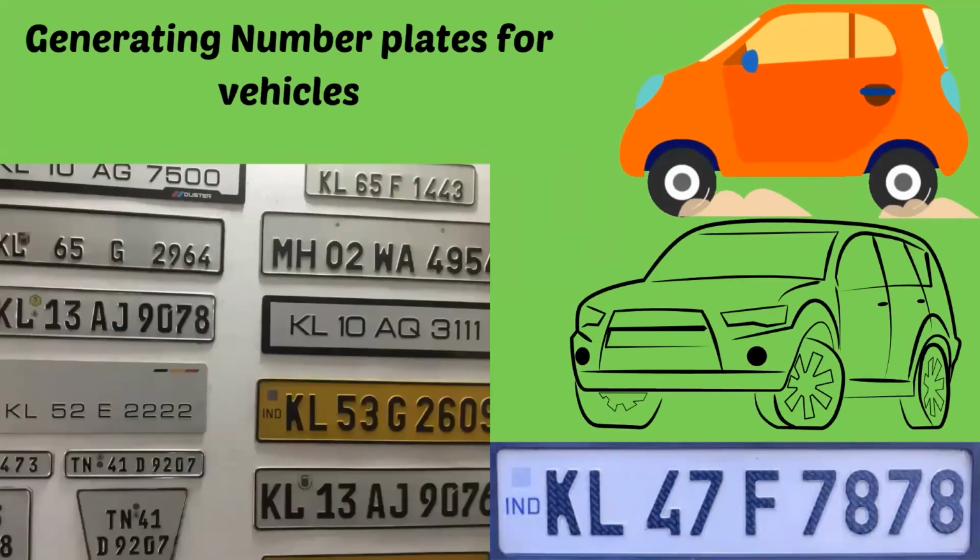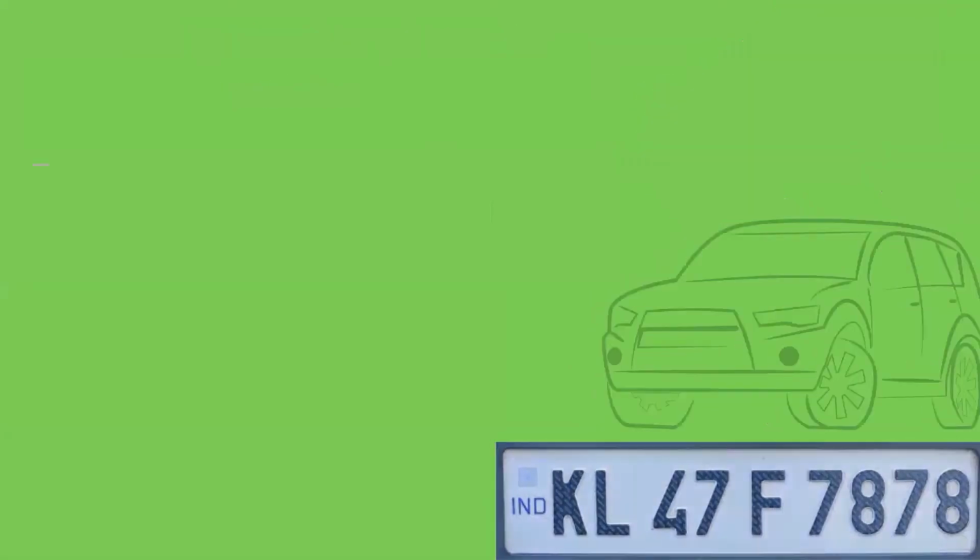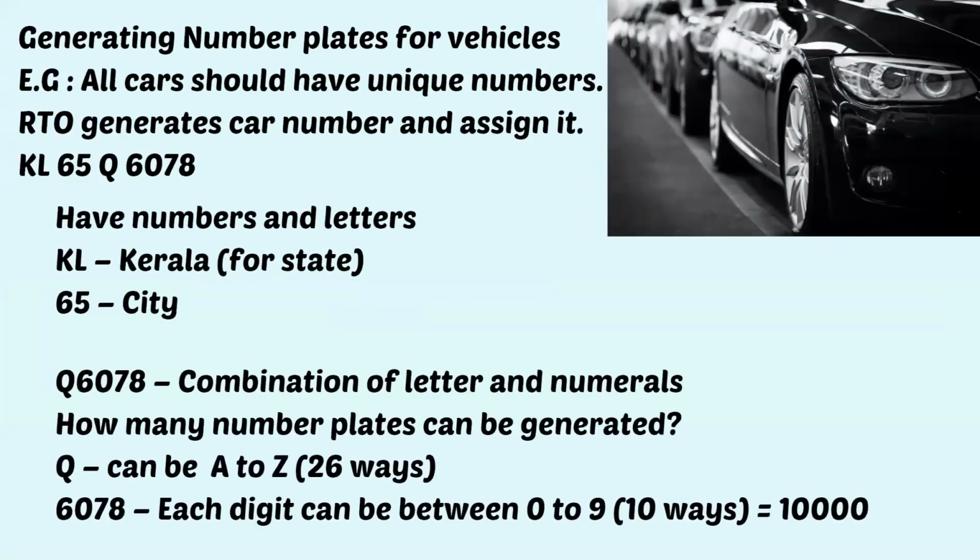Now I'll tell you another example where we use permutation and combination. For forming the number plates of cars, we use this concept. Let me take an example. These car numbers are generated by the RTOs and they have to be unique. No two cars have the same number. So I have just taken a number, KL65Q6078. This is a combination of letters and numbers.